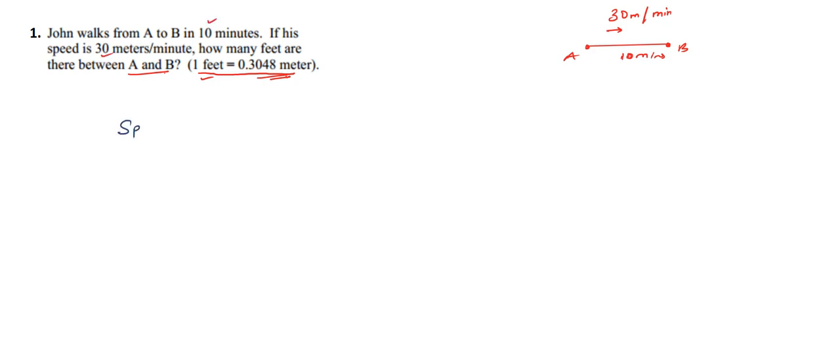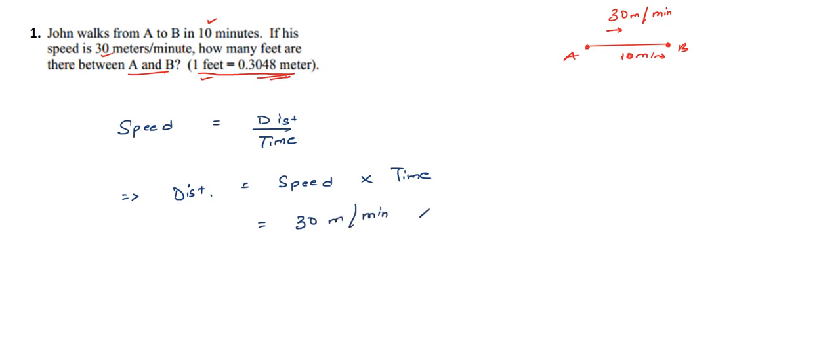As you know, the general formula is speed is equal to distance divided by time. But here we need the value of distance. So distance will be equal to speed into time. Here the speed we have been given is 30 meters per minute and the time is 10 minutes. So this gives us a total of 300 meters. So this is the total distance, 300 meters.